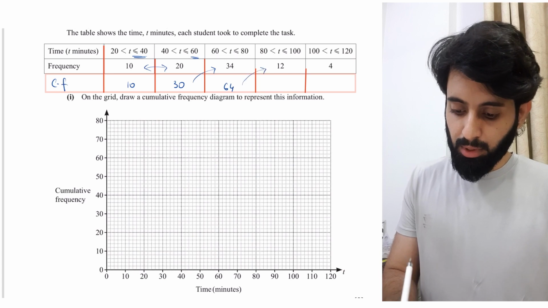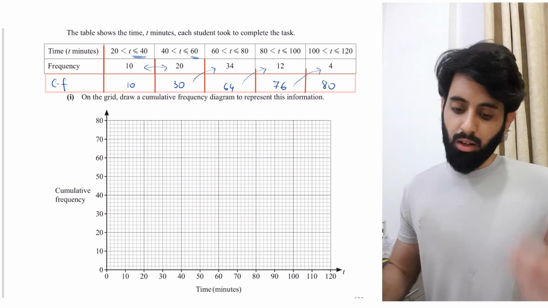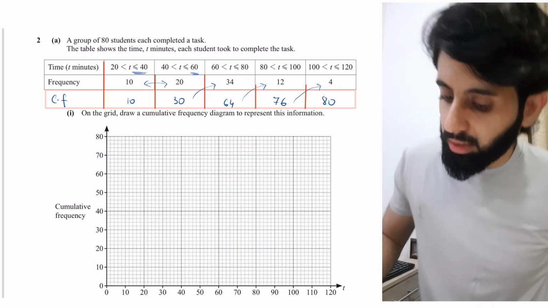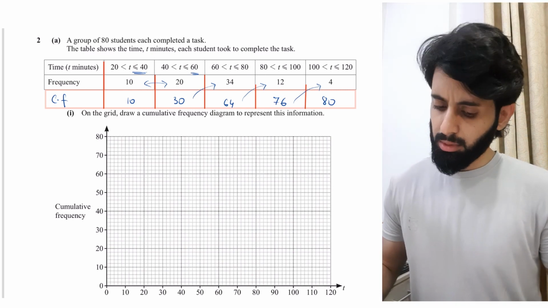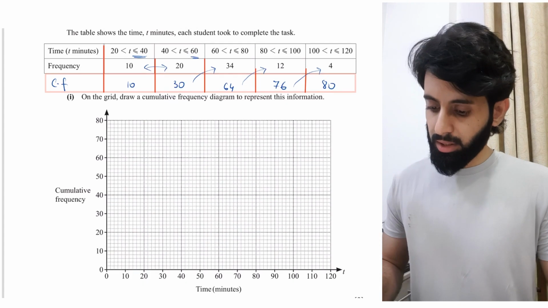And then 64 plus 12, which is going to be 76. And then 76 plus 4, which is going to be 80. And one way to check is to make sure that your final cumulative frequency ends up being equal to the total frequency, which it does in this case. So we're good. Okay, now we have to sketch a cumulative frequency curve.